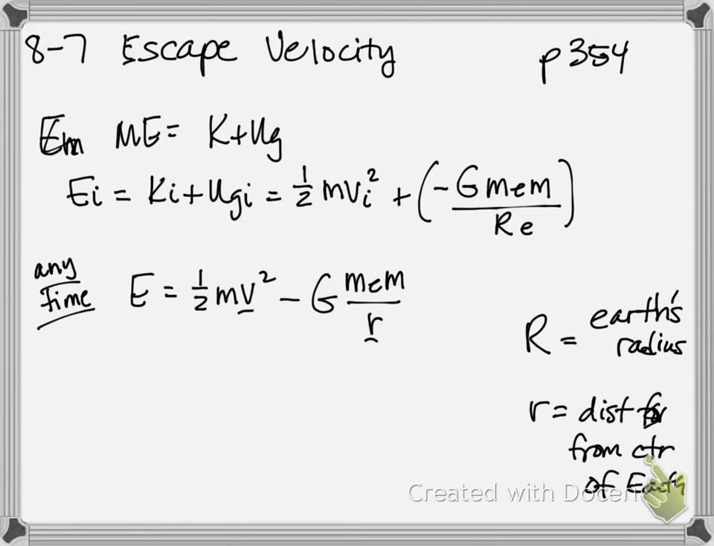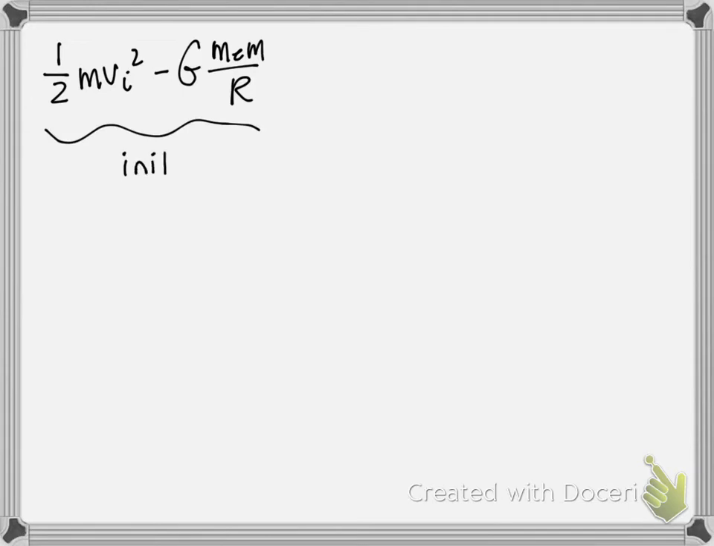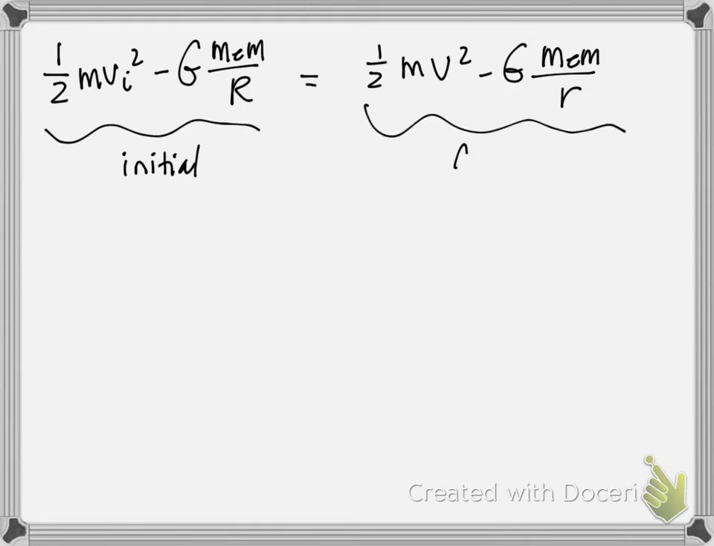Now, since mechanical energy is constant, we have the energy at the beginning, 1/2 m v_i squared minus G M_Earth m over big R, because these are my initial conditions. And this is going to equal my 1/2 m v squared minus G M_Earth little m over little r. And these are my anytime conditions, right? This is a very specific velocity. This is a very specific radius. This is decreasing constantly as the object gets further from the planet's surface.